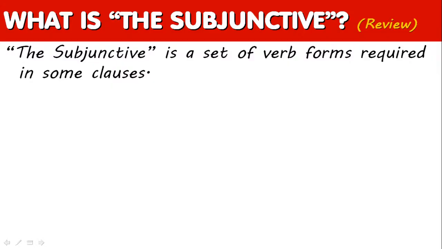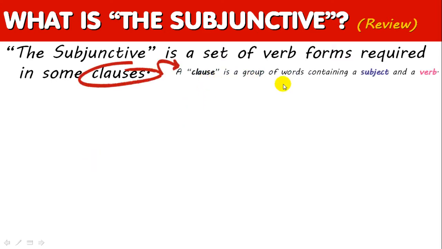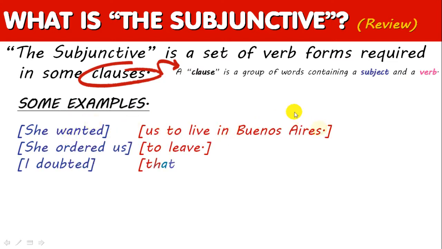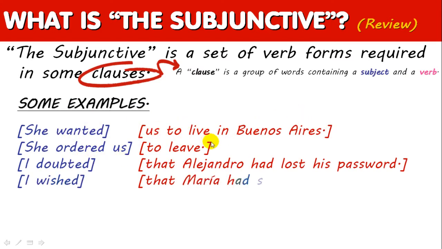The subjunctive is a set of conjugations, a set of verb forms required in some clauses. We also saw that a clause is a group of words containing a subject and a verb. Some examples: she wanted us to live in Buenos Aires, she ordered us to leave, I doubted that Alejandro had lost his password, I wished that Maria had studied for the test.